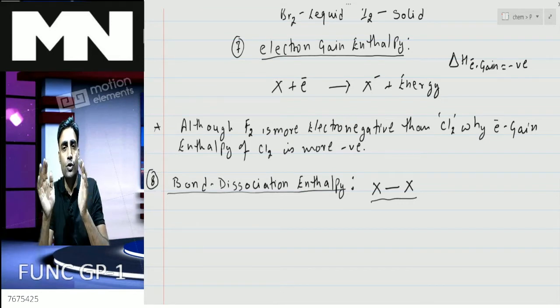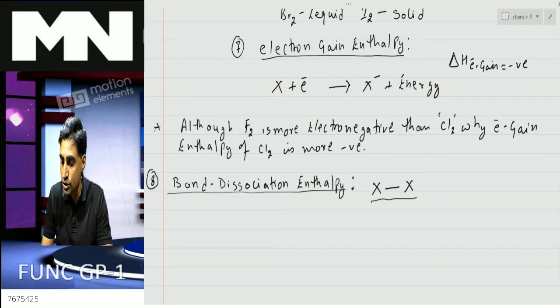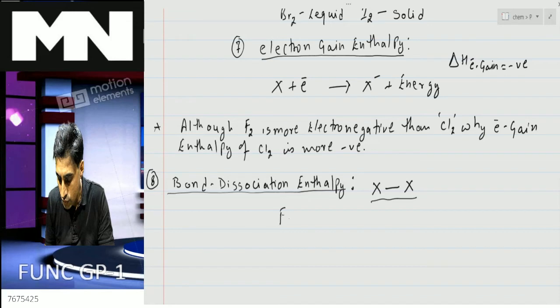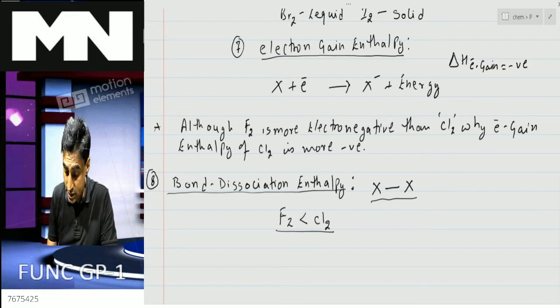So the bond between two fluorine atoms is not as small as we were expecting. Since it is not as small, it is not as strong, and hence it becomes easier to break this bond. So fluorine has a lesser bond dissociation enthalpy than chlorine. Fluorine's bond dissociation enthalpy is lesser than that of chlorine. This is what you have to remember. And this is all about their physical properties. Now we'll see their chemical properties.